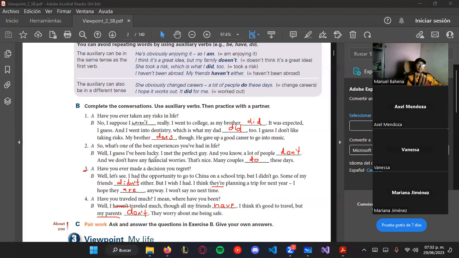Porque si decimos I hope they do, espero que lo hagan, it also makes sense. También sí tiene sentido. But it's not really according to the type. No es como que muy acorde al tipo. ¿De acuerdo? If we are identifying here the verb to be, si identificamos aquí el verb to be, it makes more sense, hace más sentido que ocupemos también aquí el verb to be. All right?